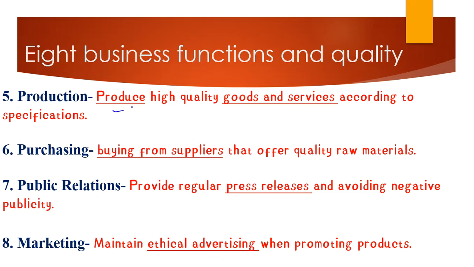Production means producing high quality goods and services according to specifications. And then we've got purchasing, which has to do with buying. We want to buy from suppliers that offer quality raw materials. All right. Public relations means we should have a good relationship with the public. So we want to provide regular press releases to avoid negative publicity. Finally, marketing. Marketing has to do with advertising. So we want to maintain ethical advertising and promoting our products.